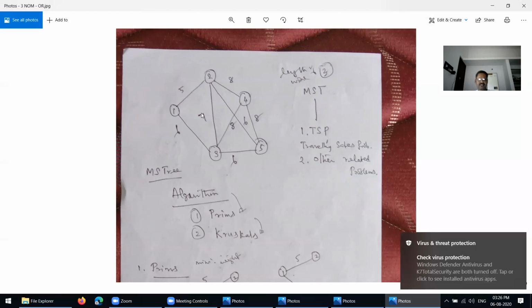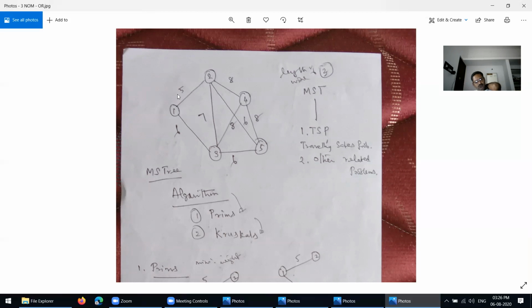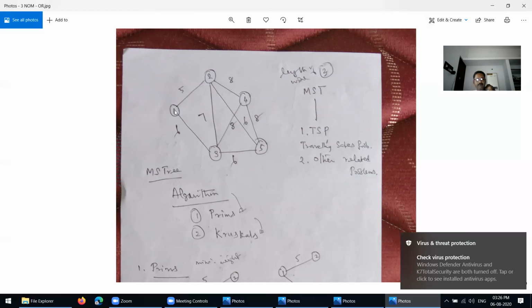The cost of transportation is denoted by the path between 1 and 2. So Cij, 5 is the Cij for 1 to 2. This is nothing but the weight.